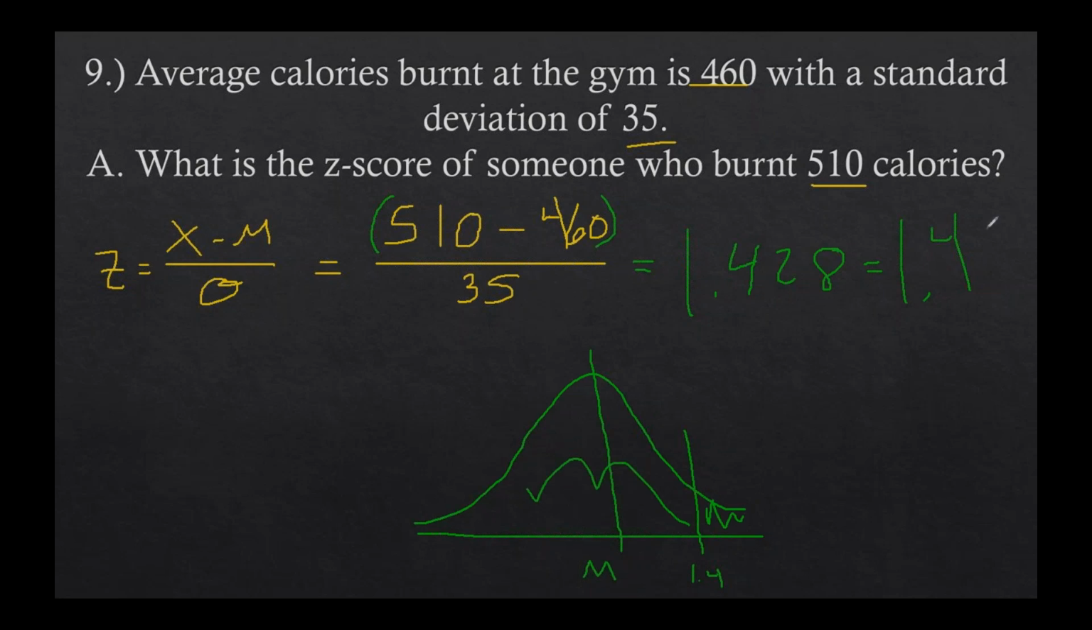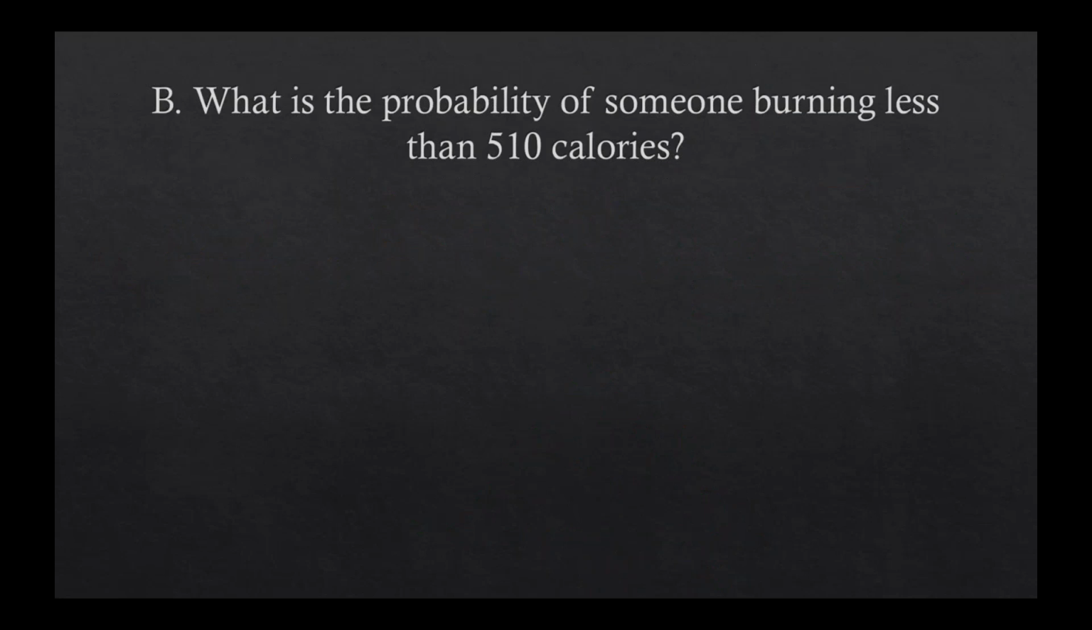Okay, let's do the next one, which is we're going to add on to this. Now it says, what is the probability of someone burning less than 510 calories? Well, generally, if this is the problem that you're reading, you say, okay, probability of burning less than 510 calories. The first thing I need to do is find a z-score, right? And we did that. We took 510 minus 460, we divided by 35, and we have a z-score of 1.4.